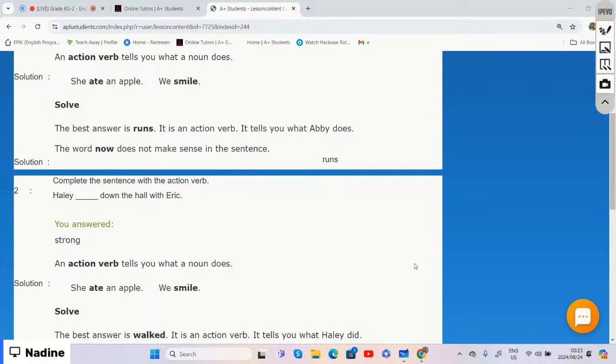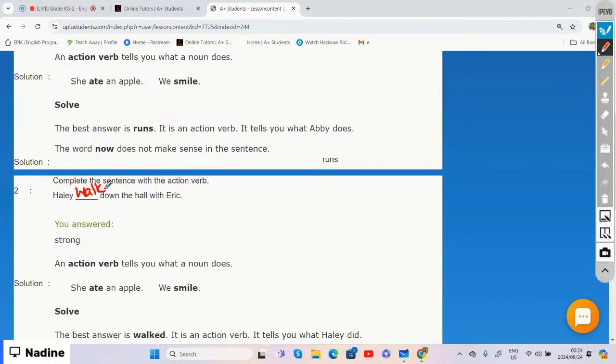here it says Haley. We need to use the word walk. So we can say in the past tense, Haley walked down the hall with Eric.